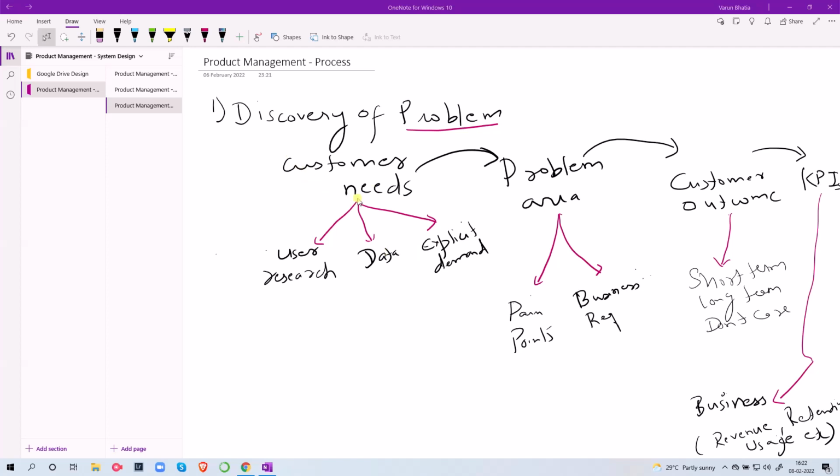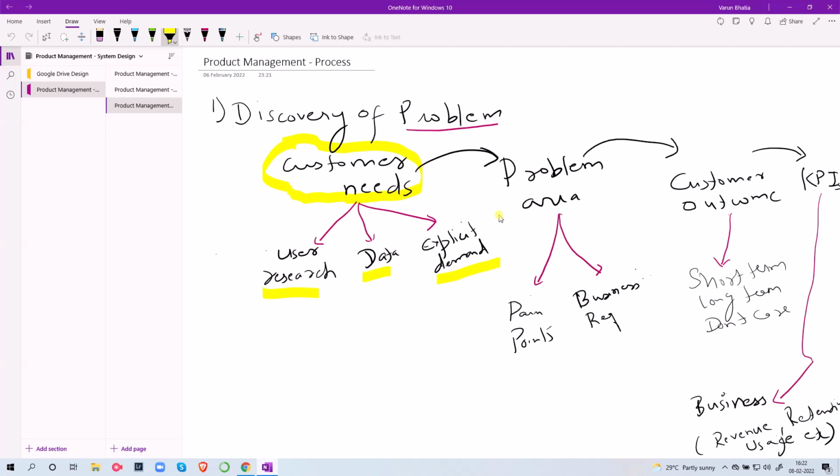It's essentially comprised of identifying what I would like to call the customer needs. You should be able to identify what the needs of the customer are by maybe doing user research, or whether your data tells it, or maybe there is an explicit demand for it, right? So identification of the needs is one of the most important aspects of the discovery phases.